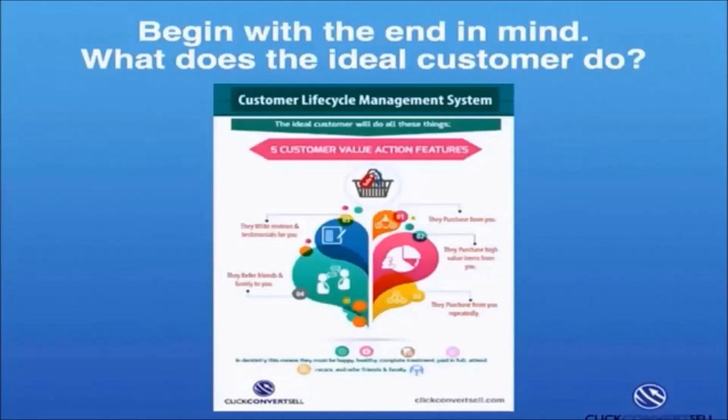So there are 5 action features I identified. They purchase from you. They purchase high value items from you. They purchase from you repeatedly. They refer their friends and family to you.